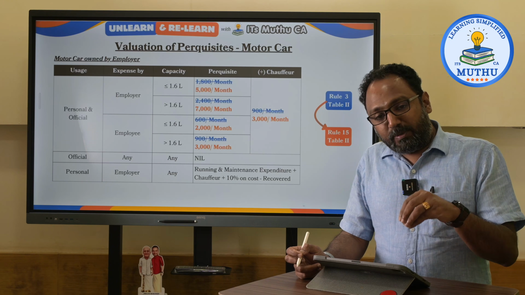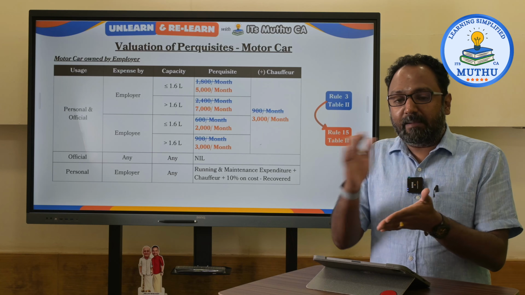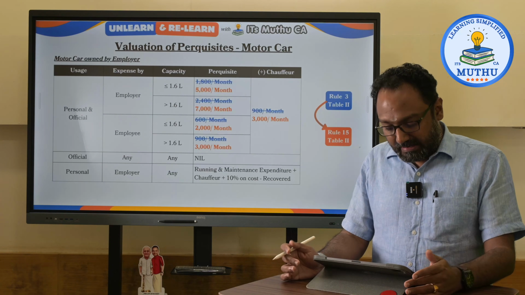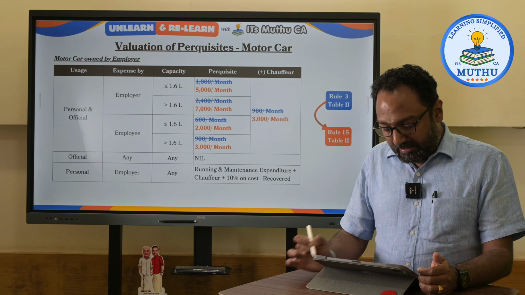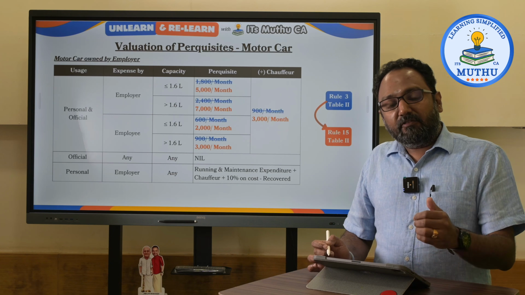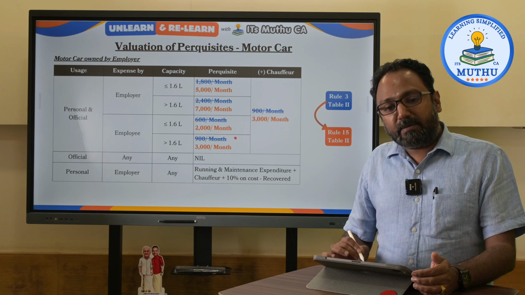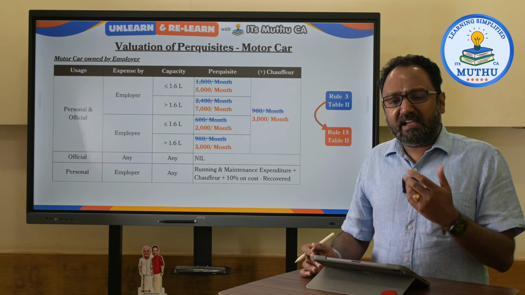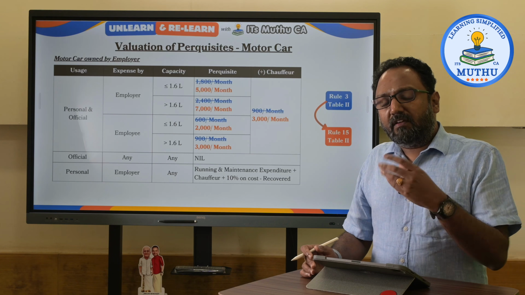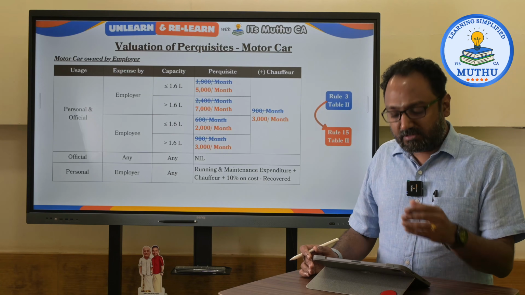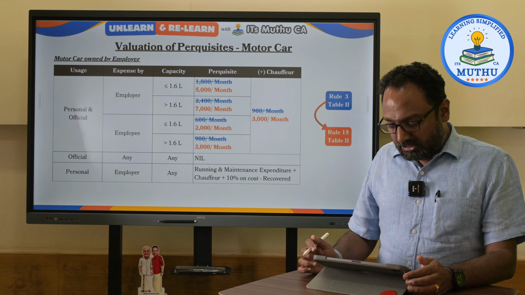Similarly, if the expenditure is met by the employee, employer's car, employee spending, earlier it was 600 per month for lower capacity. Now it is 2,000. For higher capacity, it was 900 per month. Now it is 3,000. So everything has almost multiplied 3 times in the perquisite of car. So your income will be multiplied by 3 times when you are handling perquisite of car.